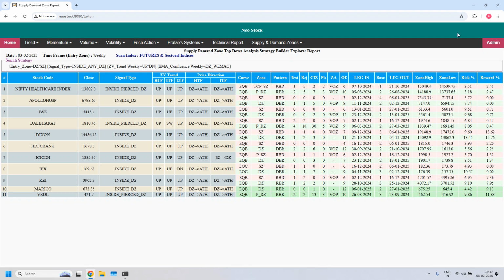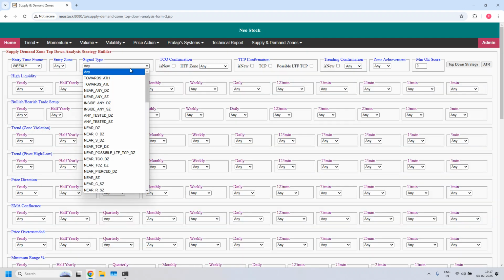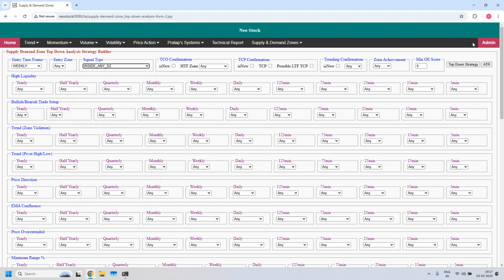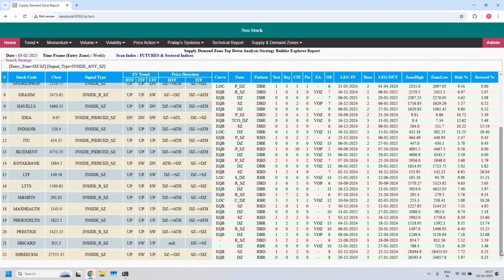Okay, next report, weekly time frame. Price closed inside the weekly supply zone. We got 22 stocks. So first 15 stocks in the list. I'm scrolling the list down. So total 22 stocks are filtered. Out of these 22 weekly supply zones, how many of these supply zones are having weekly EMA Confluence?